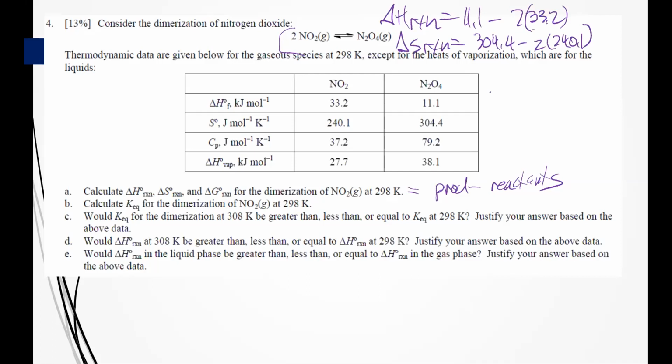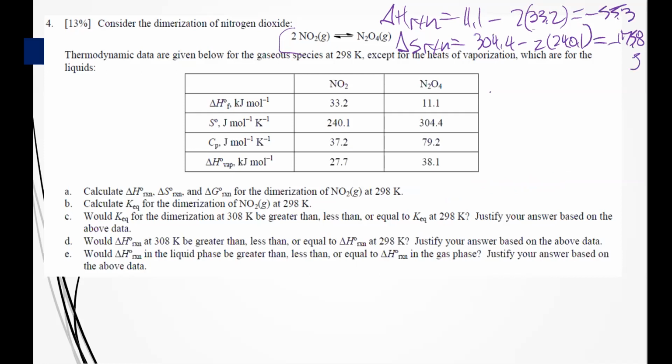All right, so it's pretty straightforward. 11.1 minus 2 times 33.2 ends up being negative 55.3 kilojoules per mole. 304.4 minus 2 times 240.1 is negative 175.8 joules per mole Kelvin. And so they want us to find it at 298 K.